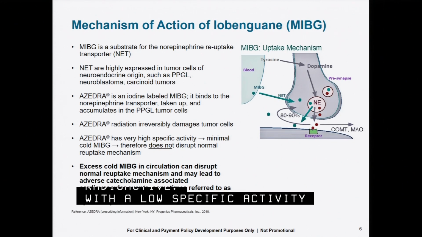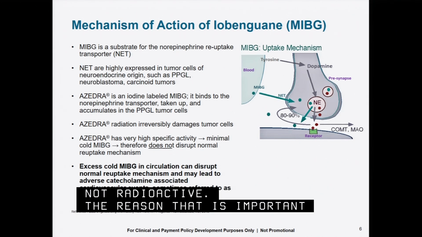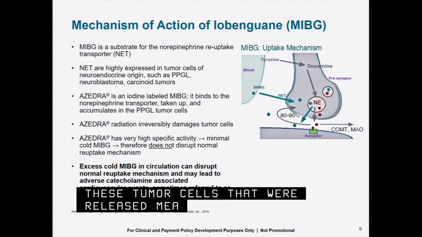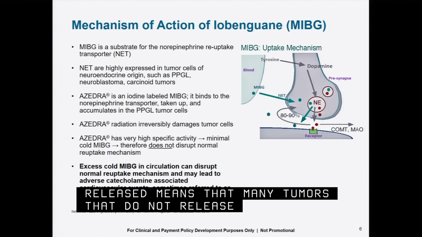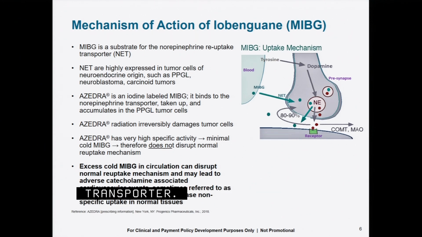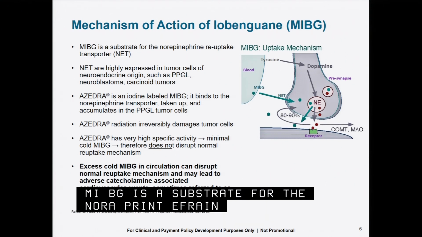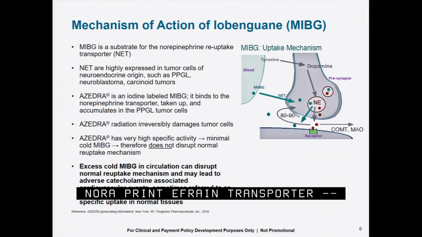And the reason that's important is these tumor cells that release catecholamines, and many neuroendocrine tumors that don't release catecholamines, still express this transporter, the norepinephrine transporter. And what that does is it takes up catecholamines that have been released to help control their function. MIBG is a substrate for the norepinephrine transporter, so it gets taken up into those neuroendocrine tumor cells, and then it can deliver its radiation, causing irreparable damage to the cells.